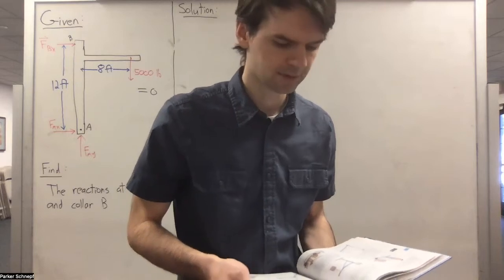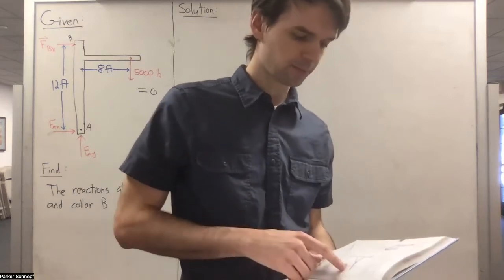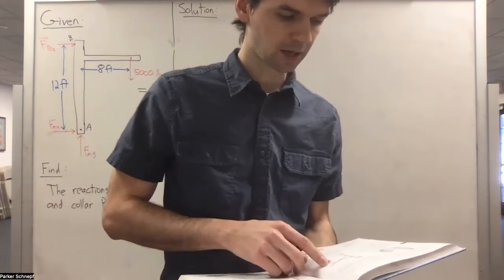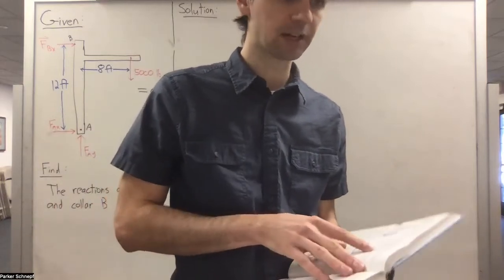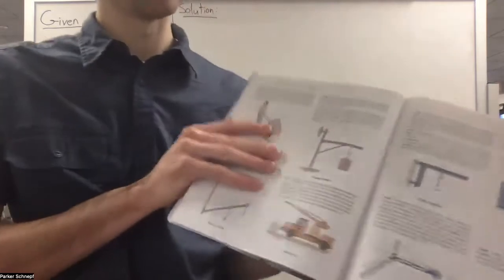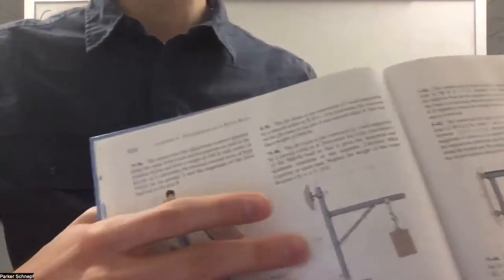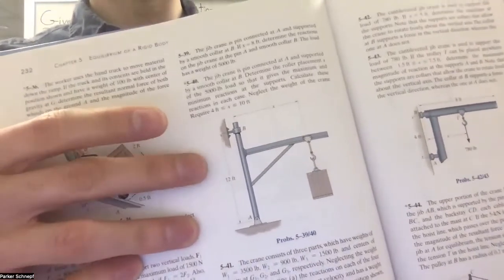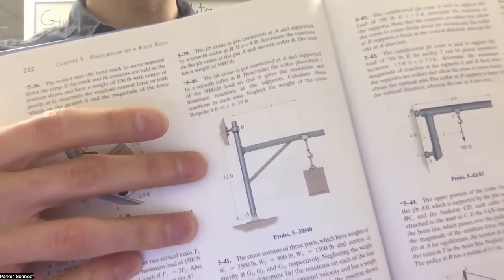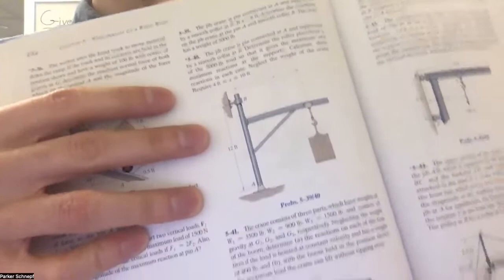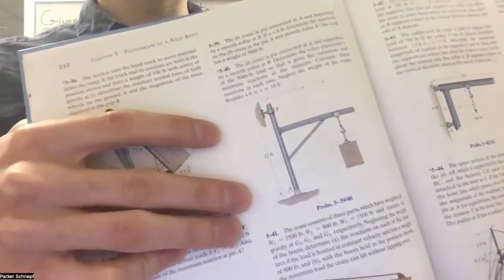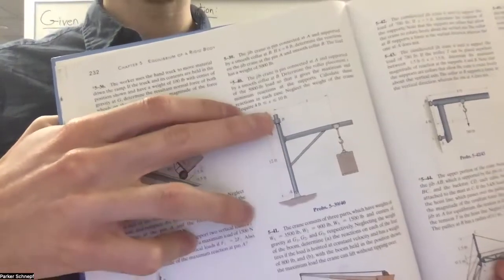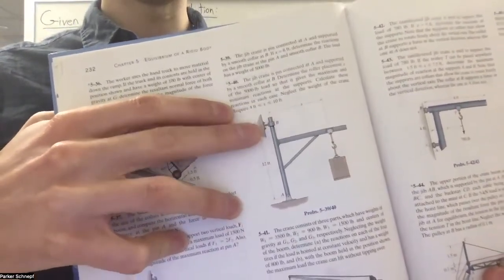To demonstrate some of the principles of both of these units, I'm using problem 5-39 from the book, which looks like this. You have this crane that's holding a box out there, and it is connected to the outside world by a pin joint at A and a collar at B.